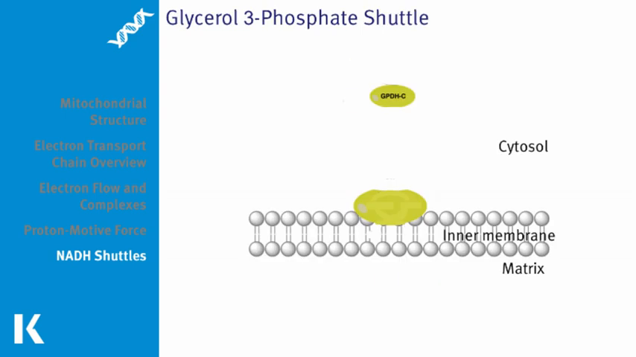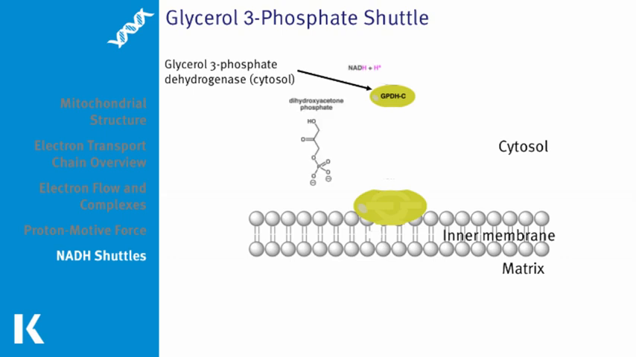We start with glycerol 3-phosphate dehydrogenase, a cytosolic enzyme that couples the oxidative regeneration of NAD+ with reduction of dihydroxyacetone phosphate to glycerol 3-phosphate. Before we go any further, dihydroxyacetone phosphate should have sounded familiar. It was one of those seemingly dead-end intermediates from glycolysis. Well, here it is showing up in NADH shuttling.